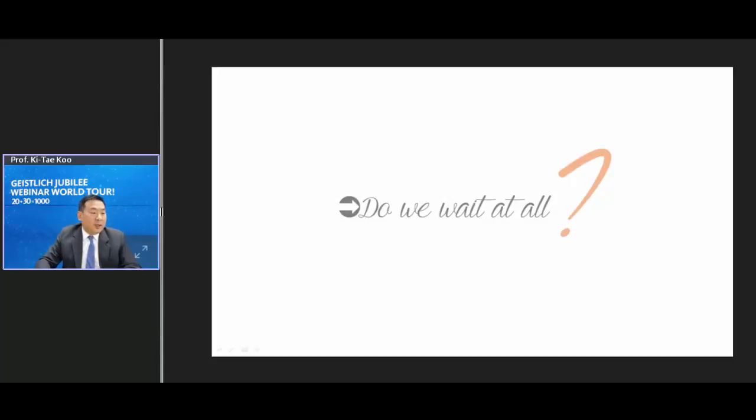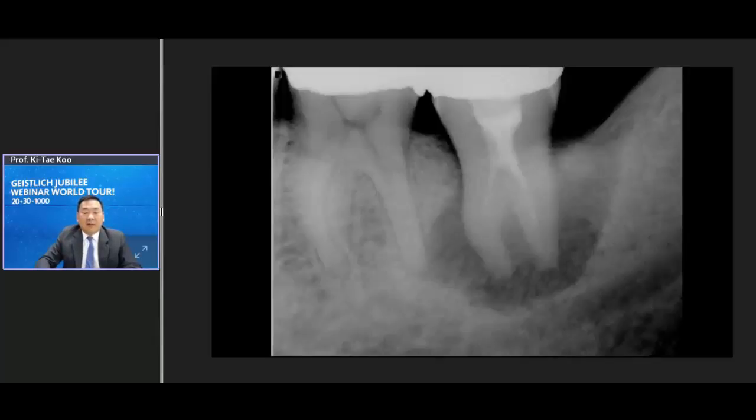Now, another question that is frequently asked: do we wait at all? Do we do immediate preservation all the time? No, my answer is no. In some cases, we have to wait, and I like to show this X-ray. It's quite a good representation of the justification of why we wait. The lesions are quite large, and if the infection is very severe and very acute, I would like to wait.